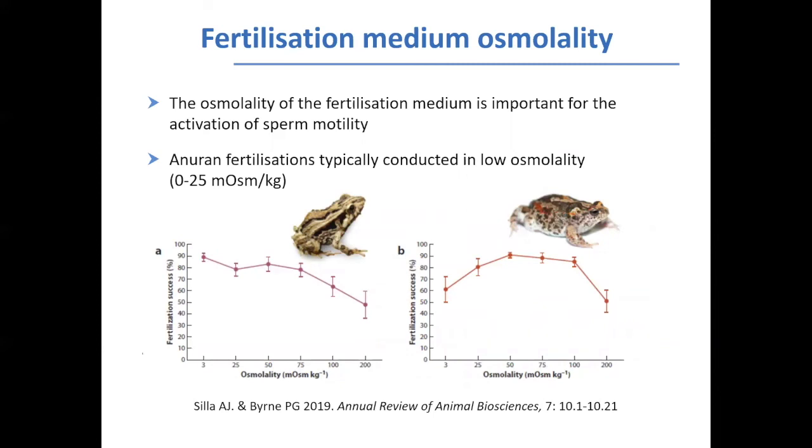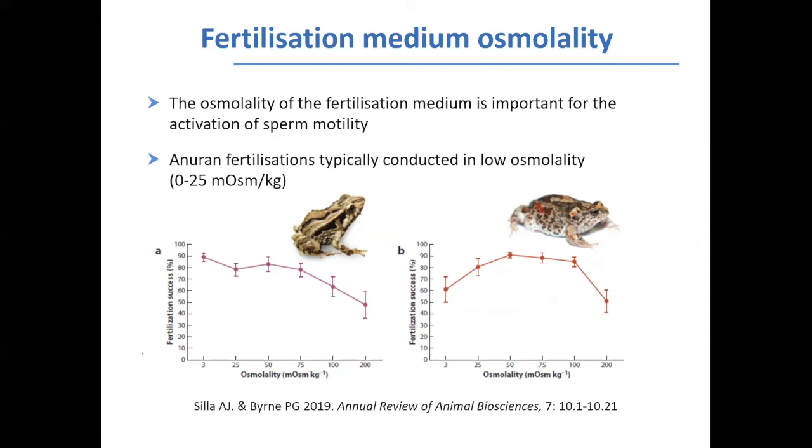It is also important to select and standardize the osmolality of the fertilization medium. The solution osmolality is important in order to activate sperm motility and allow sperm to reach and penetrate the eggs. Anuran artificial fertilizations are typically conducted in fertilization media of very low osmolality, 0 to 25 milliosmoles per kilogram, as sperm motility is activated in response to hypoosmotic shock.